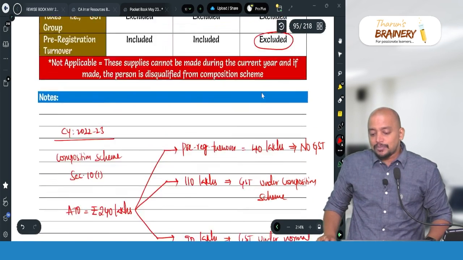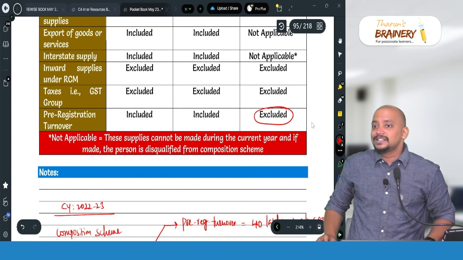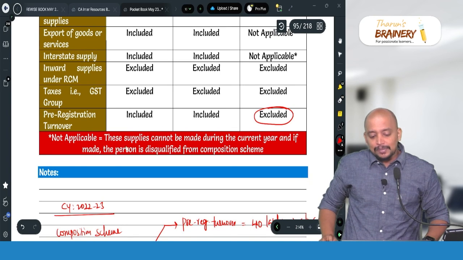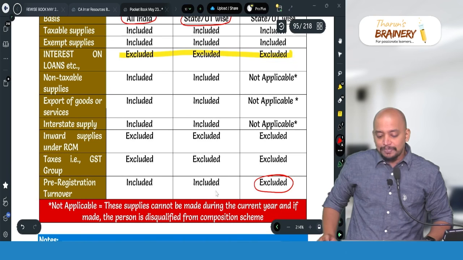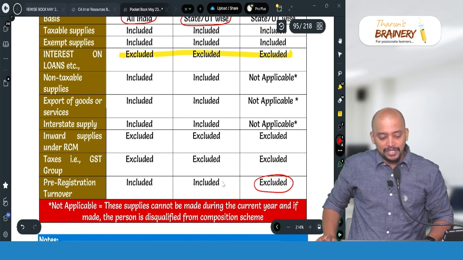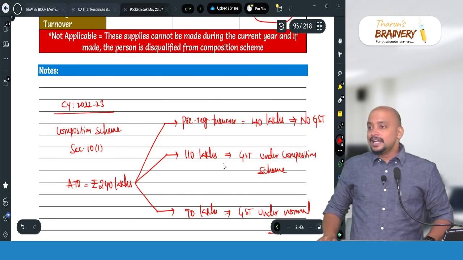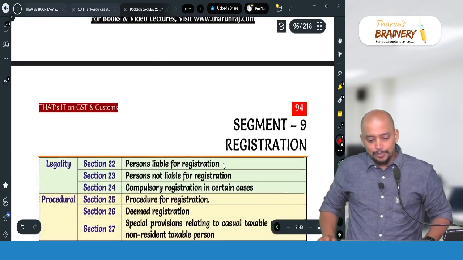So that is what I mean to say, pre-registration turnover will be excluded while determining the GST payable under composition scheme. Not applicable means what? These supplies cannot be made during the current year, and if made, the person is disqualified from the composition scheme, okay. Clear here? So with this we completed composition scheme.